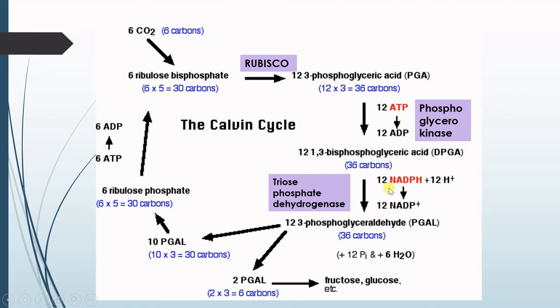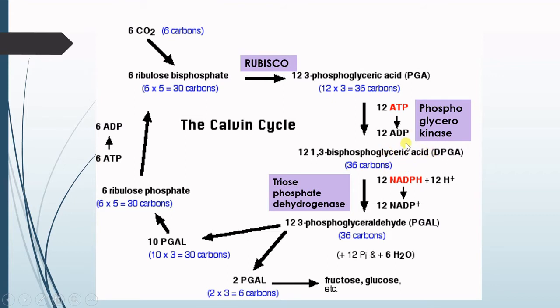Here reduction means the addition of hydrogen. Here the hydrogen is supplied by the NADPH produced in light reaction. So for the reduction of 12 molecules of 1,3-bisphosphoglyceric acid, 12 molecules of NADPH are utilized. So it provides hydrogen to this reaction. So the reduction is happening. So when reduction takes place, what happens?